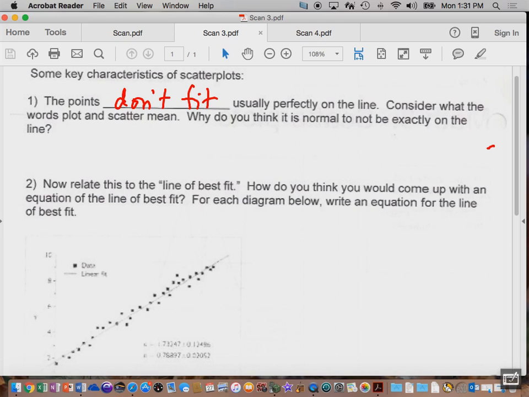Consider what the words plot and scatter mean. Plot means put them on a graph. Scatter means they're kind of spread out. It doesn't say they're perfectly aligned. If I say to you that the predators scattered, do you get the idea that the predators are all in a perfect row? No, not a chance. If I take marbles and scatter them across the room, do you think they're going to land in a perfect design? If they ever did, I would start thinking that the person aimed them, that they were not randomly put.